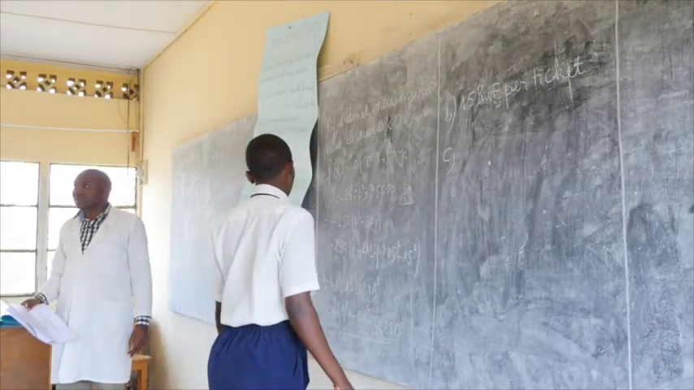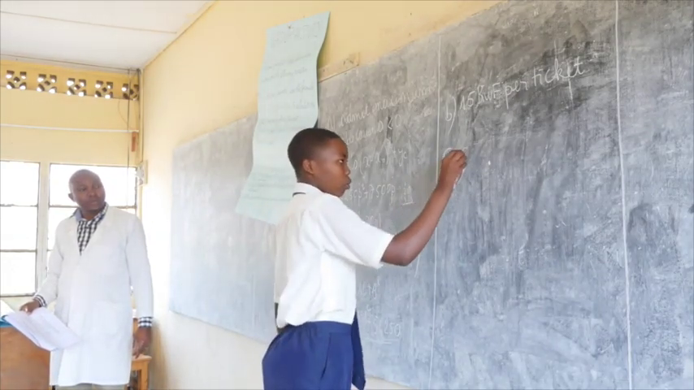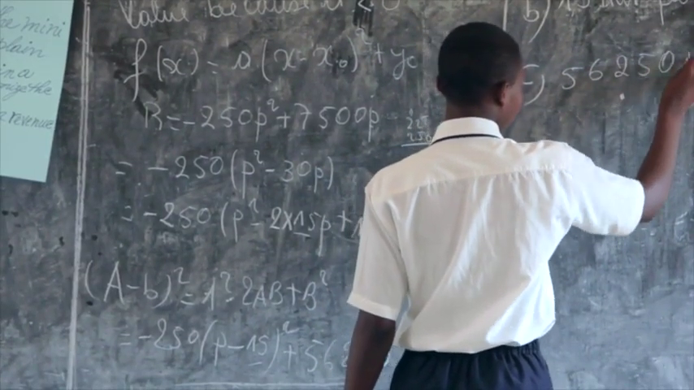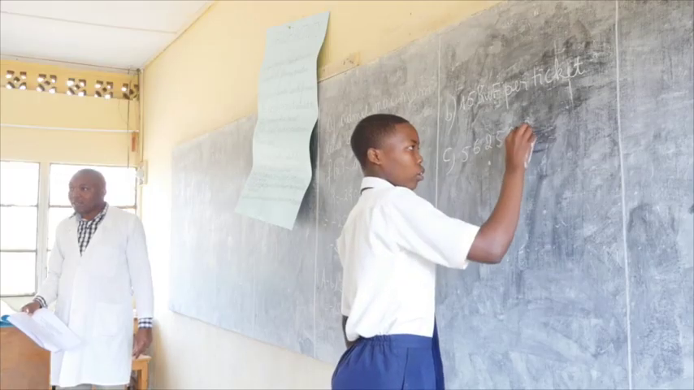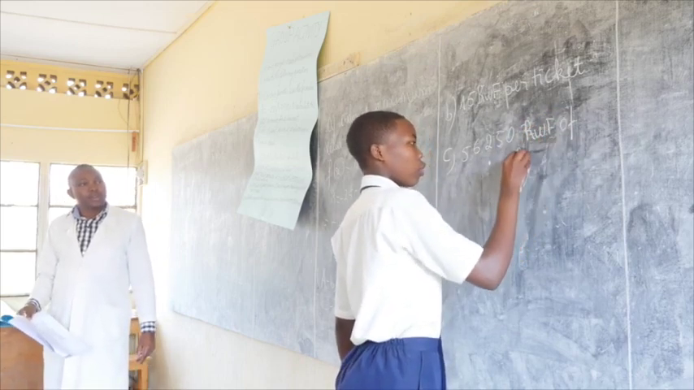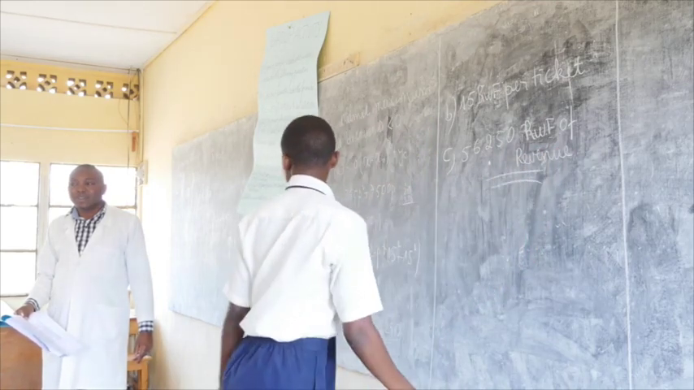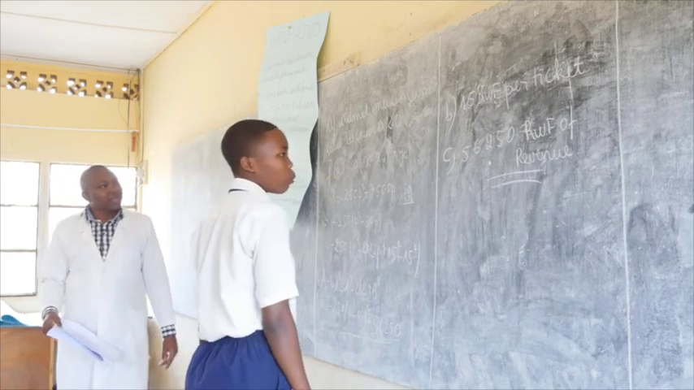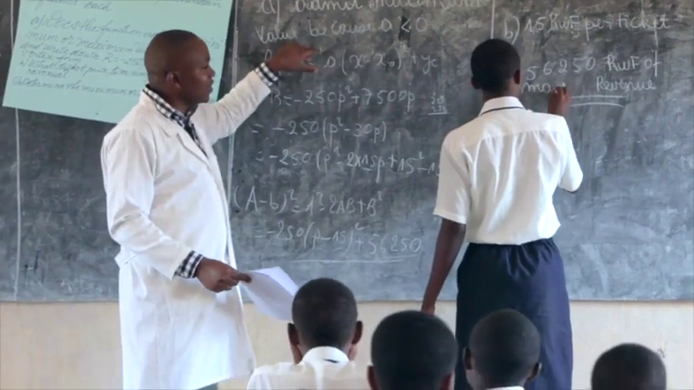Question C, determine the minimum or maximum revenue. It is equal to 56,250 Rwandan francs of revenue. Is the revenue maximum or minimum? Maximum. It is maximum as the function admits the maximum value.